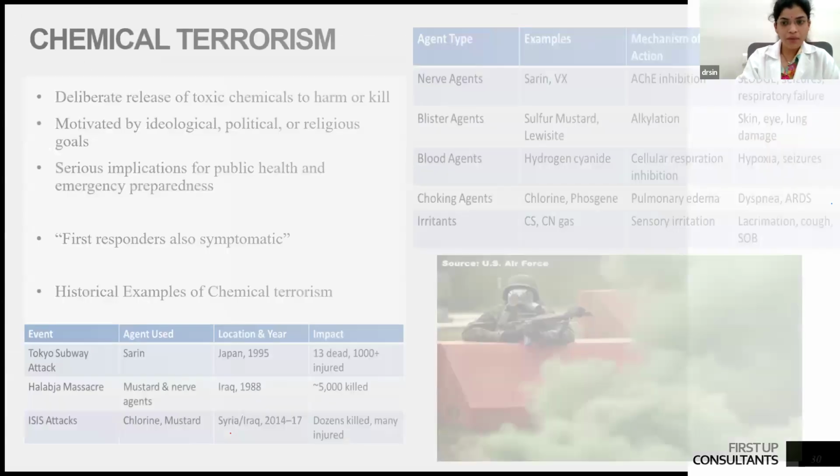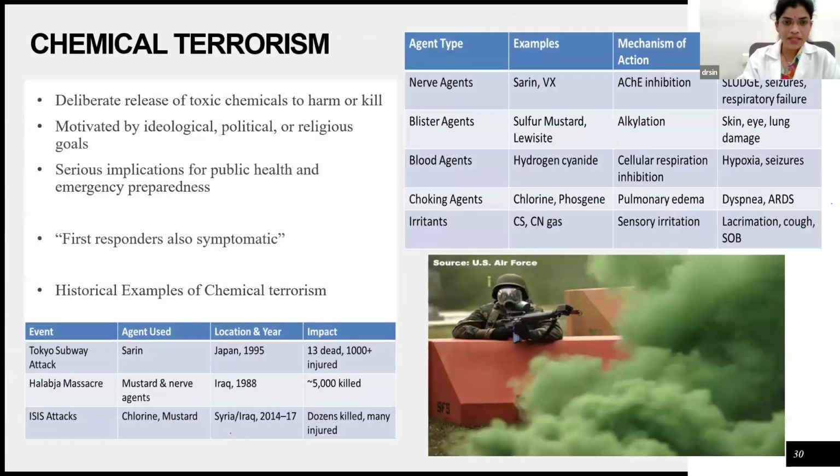Having spoken about the notable gas leak incidents, let us throw some light on what chemical terrorism is. Chemical terrorism is usually the deliberate release of toxic chemicals to harm or kill people, motivated by ideological, political, or religious goals. There are serious implications for public health and emergency preparedness, and first responders also turn symptomatic in this case. This is very important, and we have to be prepared and ready to tackle such a case.